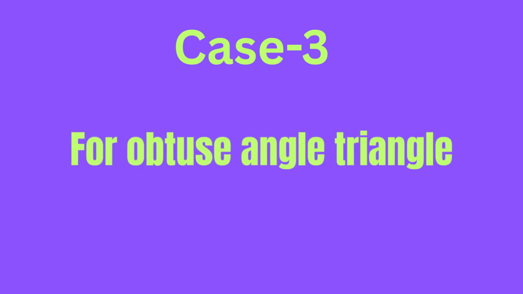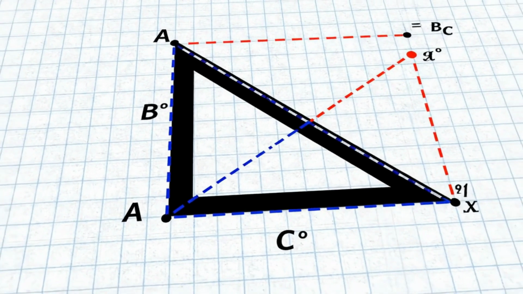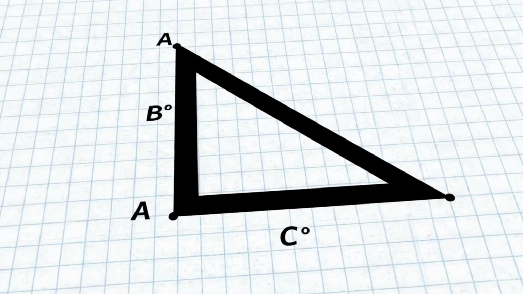Case 3, for obtuse triangle. In an obtuse triangle, one angle is greater than 90 degree. In an obtuse triangle, the orthocenter lies outside the triangle.